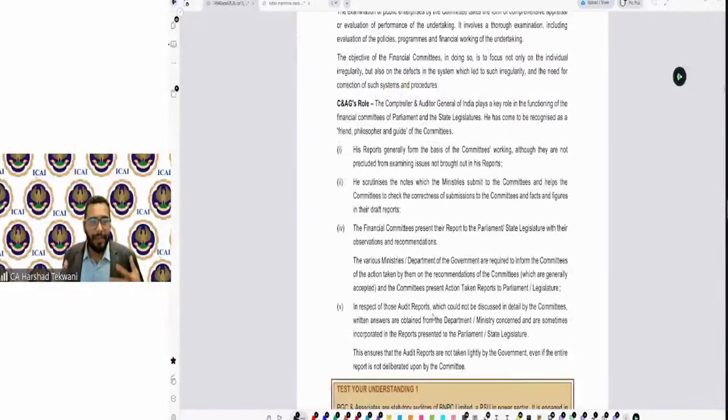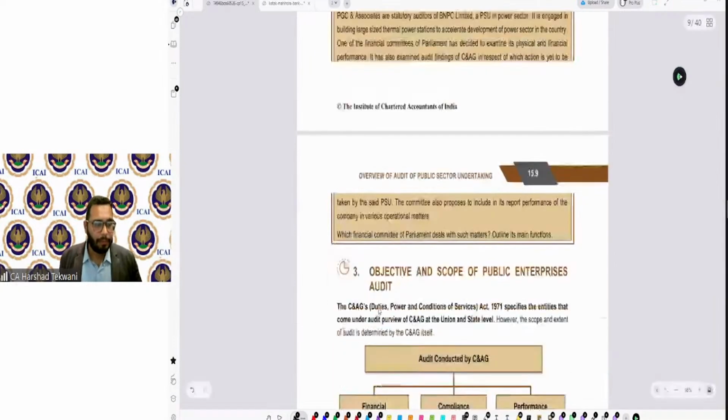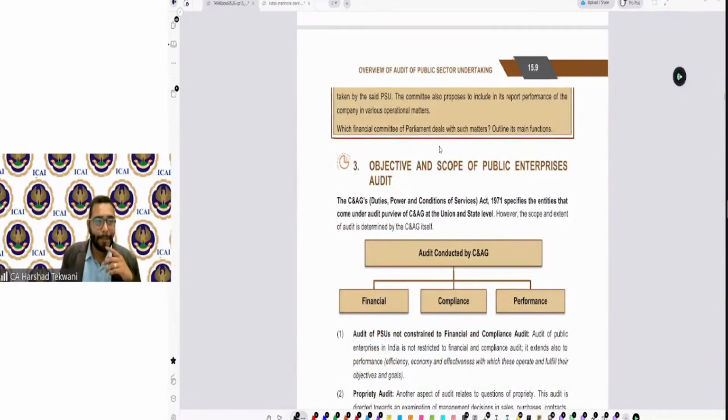So in this way, the CAG, with the help of chartered accountants, prepares the report and presents it, and those reports are then taken up by the various committees. Clear? Any doubt?